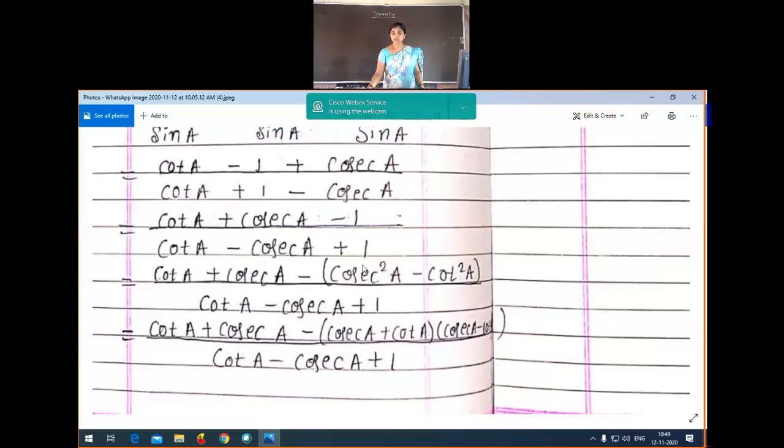Is that clear, students? Yes. Now, cot A plus cosec A minus of cosec square A minus cot square A. Here we are using one identity, that is A square minus B square. By looking at the expression only, we can see that A square minus B square. Then, cot A plus cosec A, let us keep this minus as it is. Open the big bracket, then cosec A plus cot A into cosec A minus cot A, that is A plus B into A minus B. Let us close the big bracket. Divided by this denominator as it is.